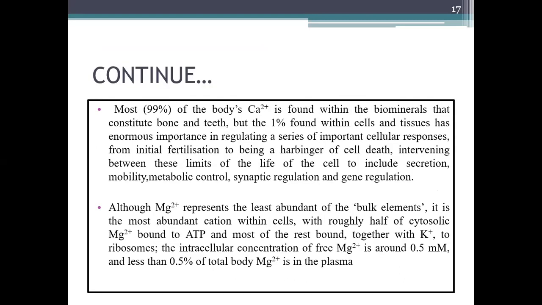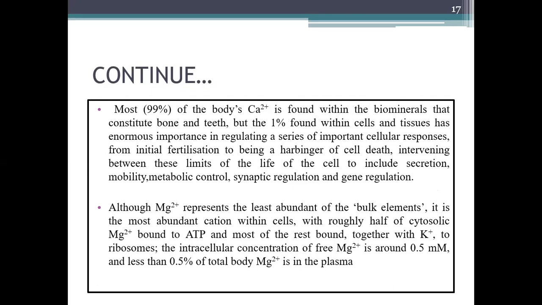Most 99% of our body calcium is found within the biominerals that constitute bone and teeth, but the 1% found within the cells and tissue has enormous importance in regulating a series of important cellular responses, from initial fertilization to being a harbinger of cell death. Between these limits of life, calcium is involved in cell secretion, motility, metabolic control, enzymatic regulation, and gene regulation.